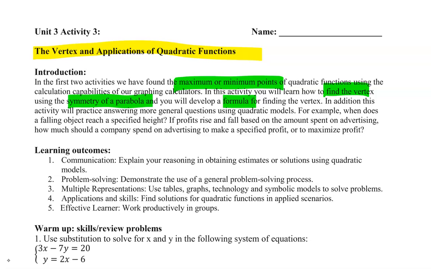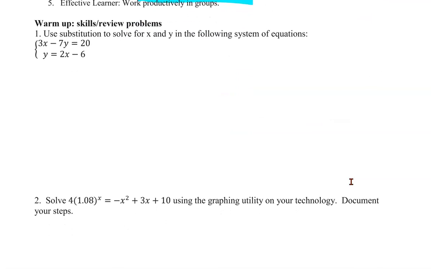Learning outcomes: you will explain your reasoning in obtaining estimates or solutions using quadratic models. You will also demonstrate the use of a general problem-solving process. You will use tables, graphs, and technology with Desmos and symbolic models to solve problems and find solutions for quadratic functions in applied scenarios. Let's start with some skill review problems.